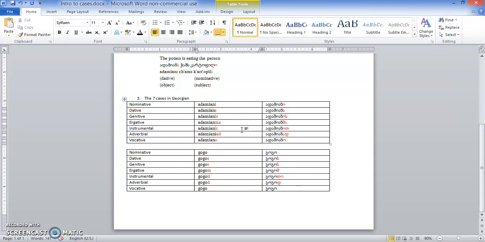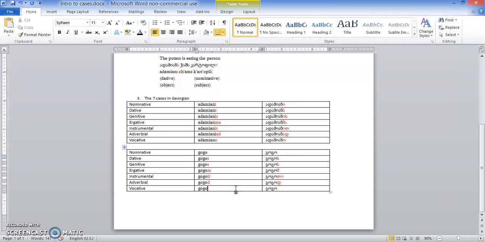Adverbial, just making something into an adverb. So adamianad. Vocative is the case where you're talking to someone specifically, so adamiani, if I'm saying that to you specifically, I would say adamiano, like, hey man, I'm talking to you specifically. To do this with another example with the word girl, so gogo, in nominative, dative, gogos, genitive, also gogos, ergative, gogom, instrumental, gogoti, adverbial, gogod, and vocative, gogo also.